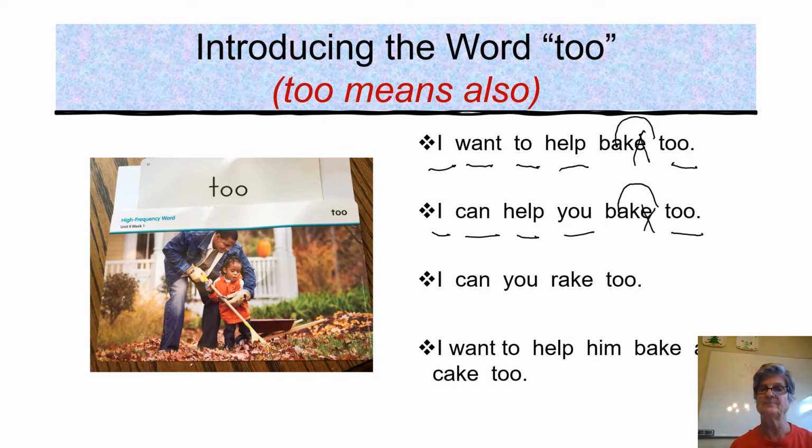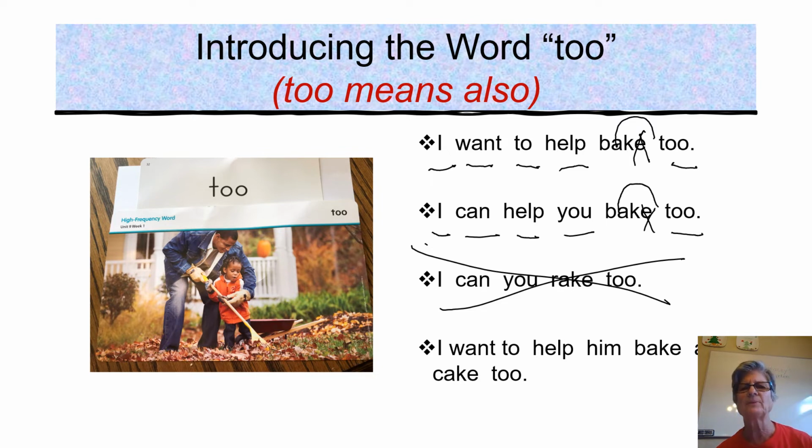Good job. Now, you know what? I looked at the sentence underneath and it does not make sense. It goes, I can you rake too. Does that make sense? No. If it does not make sense, it is not a sentence. So I'm going to cross it out. It's a group of words and it starts with a capital I and it ends with a period, but it does not make sense. So I'm going to go on to the last sentence.